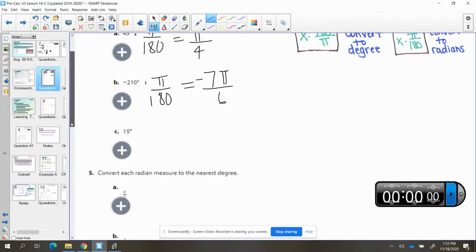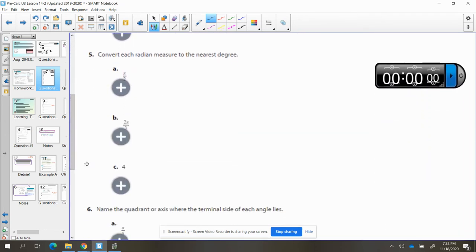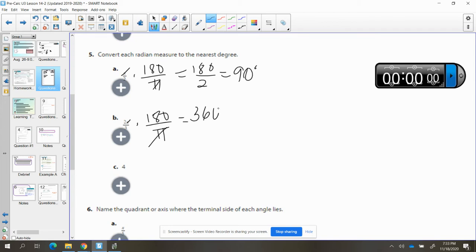Now we also want to be able to convert between forms. So for number 5 here, if we're converting from radians to degrees, we want 180 over pi to be our multiplication factor each time. The reason that we like this is because our pi's cancel out, and we're left with 180 over 2, which is just 90 degrees. Another example here, again, multiply by that 180 over pi, pi's cancel, and we're left with 360 when we multiply the 2 times 180 over 3, or 120 degrees.